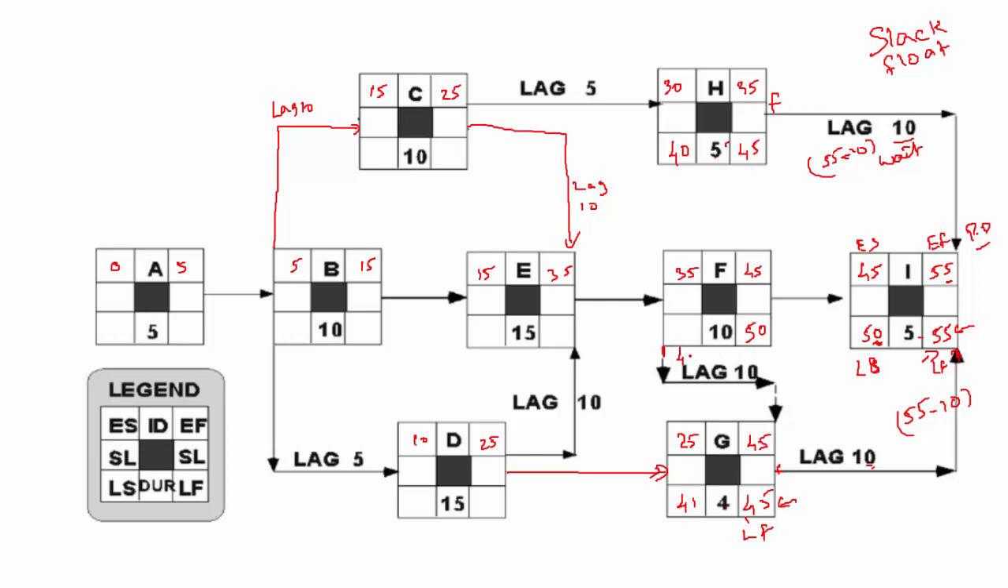So now the question is, should we put 40? The moment you are trying to fill this box, you need to check if there is any arrow going in or going out. Here there is a lag, so 45 minus 10 would be 35. Now the question is, should we take 40 or should we take 35? Do you remember when we did the forward pass, we took the highest. Now we need to think the opposite because we are doing the backward pass. When you do the backward pass, we take the lowest. So 45 minus 10 would be 35.